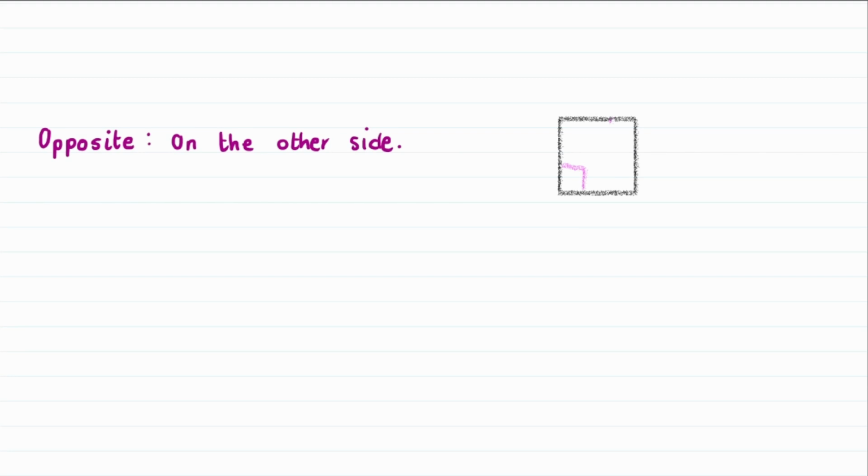Take a look at these important words. Opposite means on the other side. So for example, I've got a square and the bottom left angle is opposite to the top right angle. And here we can see that they are the same size. They're both 90 degrees. If I look at the other two remaining angles, they are also opposite each other, so top left and bottom right.